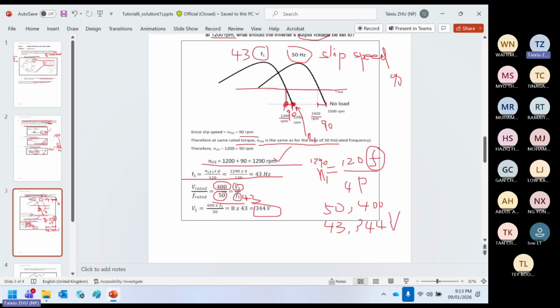Yeah, any questions? I pause here for a while. Any questions? Is this part doable or not? Easy or very hard?